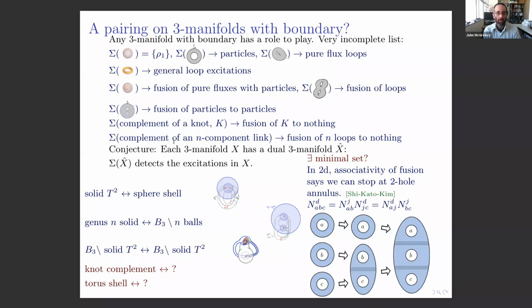But one thing that I find very interesting is the following possibility. It's possible that there's a pairing between 3-manifolds, so that for each 3-manifold, there's a notion of a dual 3-manifold, where the information convex set of the dual 3-manifold detects the excitations in the original one. So for example, we've seen that there's a pairing between the solid torus and the sphere shell, and more generally between the genus N solid and the ball minus N balls. Another example, which I didn't mention, is the ball minus the solid torus is self-dual. It detects its own excitations.